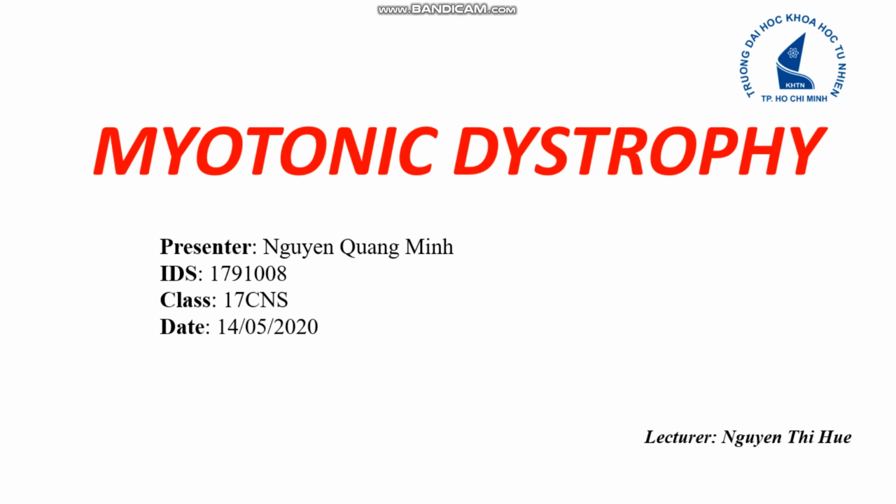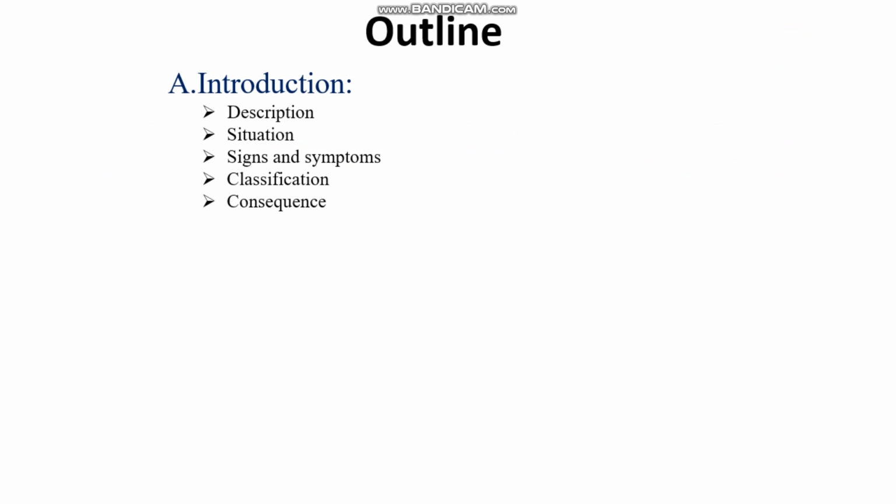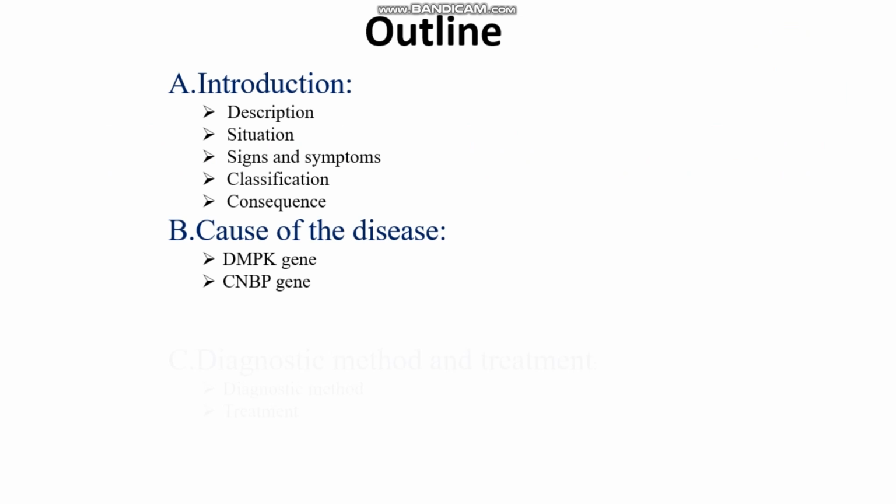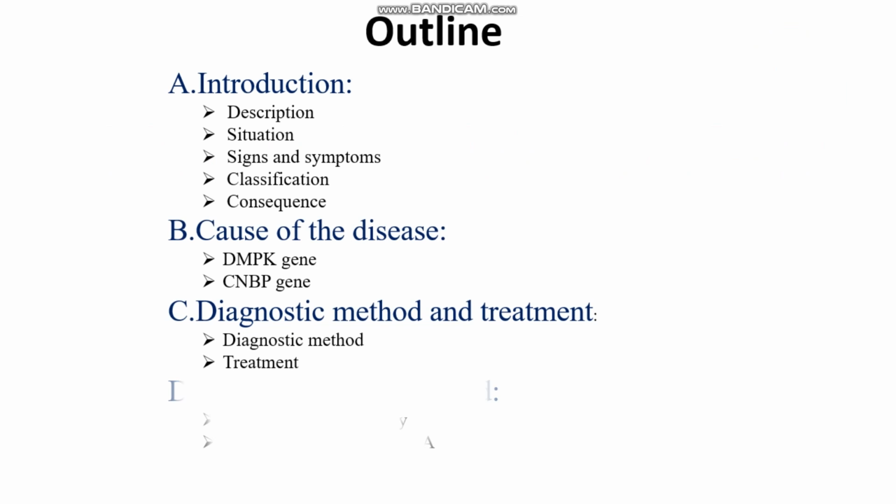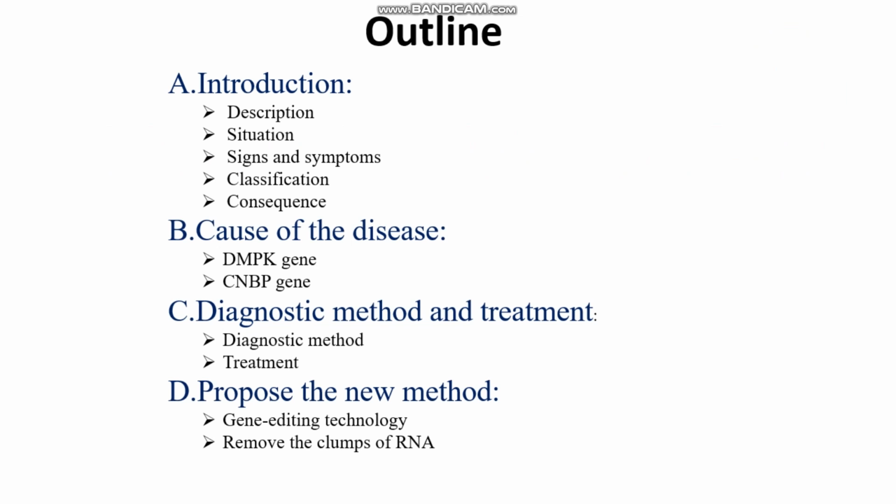Hi everyone, today I want to talk about the topic of myotonic dystrophy in medical genetics. Based on the outline of the teacher, we have four main parts in introduction to the disease: the cause of the disease, the diagnostic method and treatment, and finally a new method. In the main sections, I have added extra parts to help us better understand this disease.